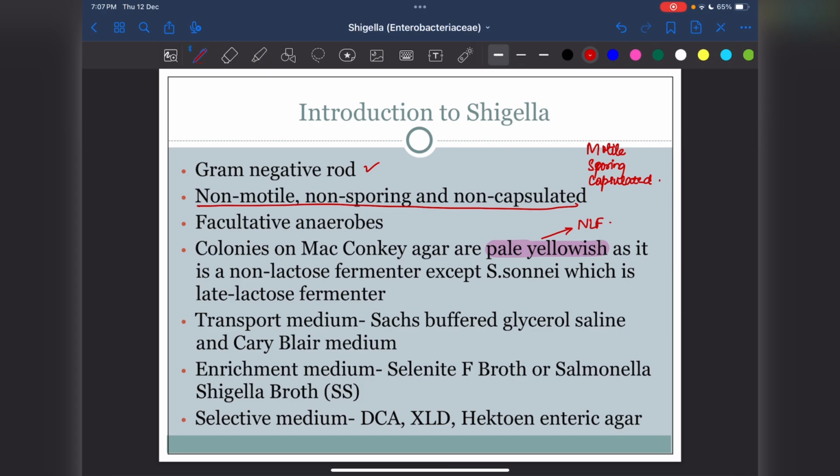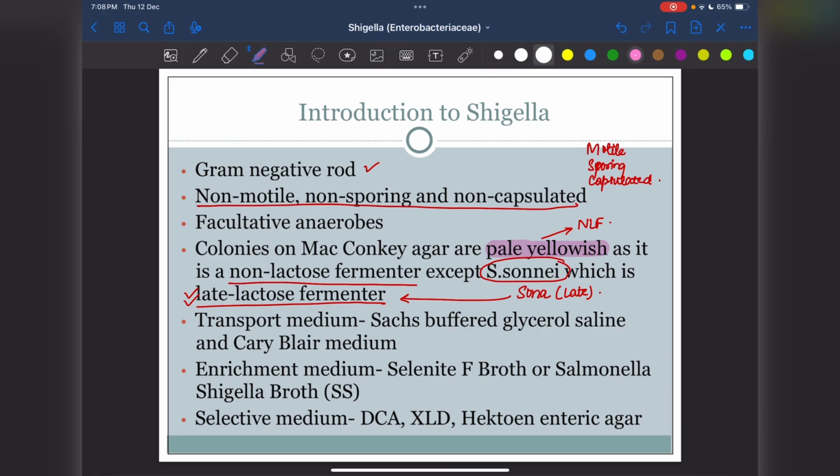But there is an exception, that is Shigella sonnei. Sonnei means सोना. तो सोना मतलब सो के लेट उठ रहा है, ठीक है. So they are late lactose fermenters, except for other species which are non-lactose fermenting.